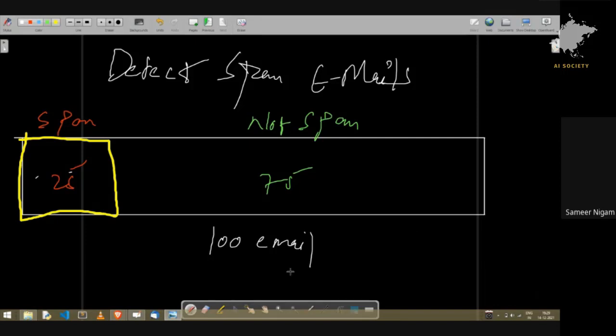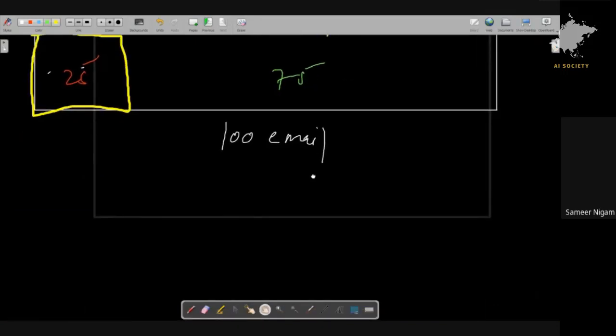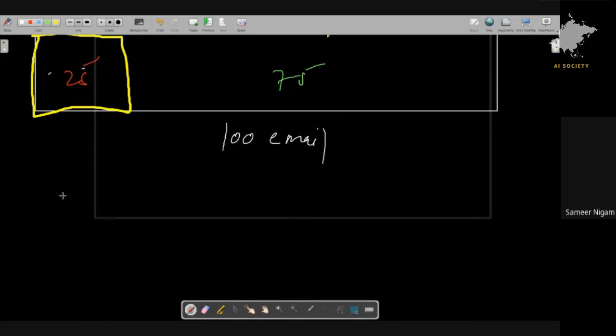So let's take an example. Let's say if an email is containing the word cheap, I'm going to consider it as spam. Let me do it in a red color. If the email is containing the word cheap, cheap is a red flag, then I'm going to consider it as spam.